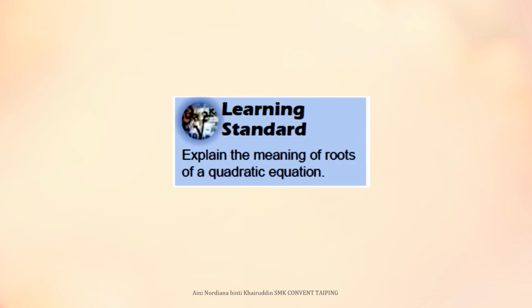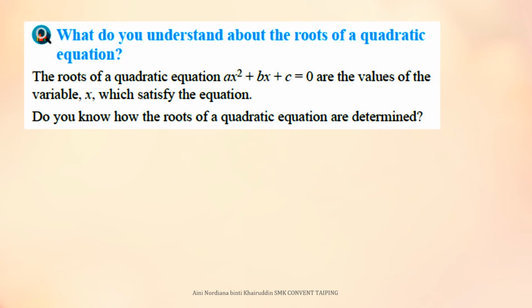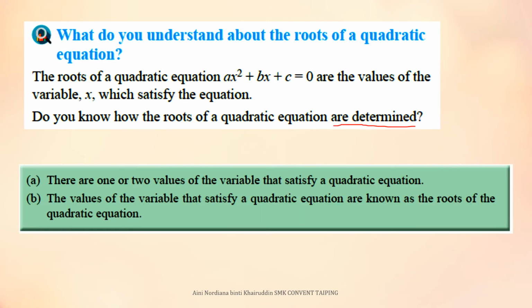Let's move on to the last learning standard for this video. Explain the meaning of root of a quadratic equation. What do you understand about the root of a quadratic equation? The roots of a quadratic equation ax squared plus bx plus c equals 0 are the values of the variable x which satisfy the equation. There are one or two values for the variable that satisfy a quadratic equation. The values of the variable that satisfy a quadratic equation are known as the roots of the quadratic equation.